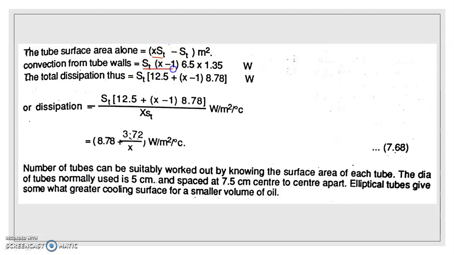So you can see here, the total convection of the tube is nothing but S_t into (x minus 1) into 6.5. The 6.5 is for natural convection. That's why I multiplied it with the surface area of the tube, S_t into (x minus 1) into 6.5. What about the 1.35? How does it come about?